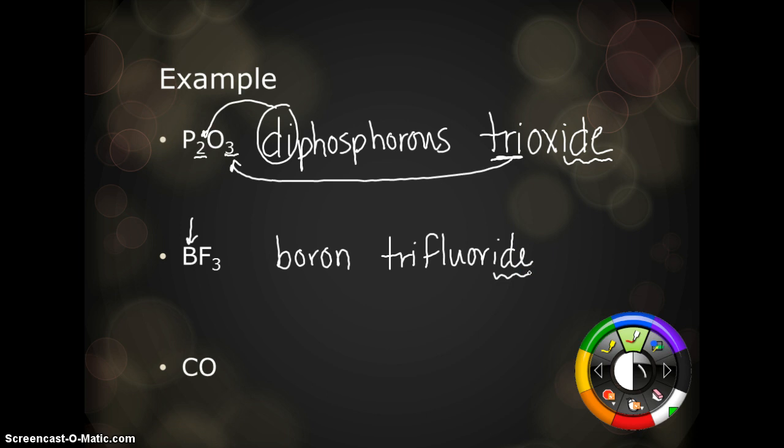Now, if you have 1 of your second element, you have to put mono. So this last one is going to be carbon monoxide. Okay, so there's 1 oxygen here, so we have to put the prefix mon, and then because it's the ending, you're going to put "ide."